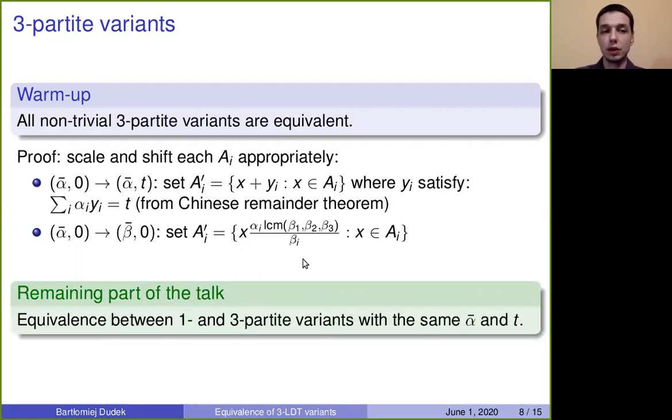Good. So we know that all non-trivial tripartite variants are equivalent, and the remaining part of the talk will be about the equivalence between one and tripartite variants. And here we will not change the coefficients alpha and t, so they will stay the same during all reductions.